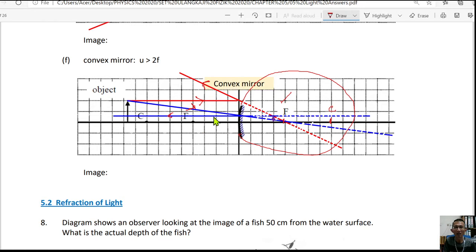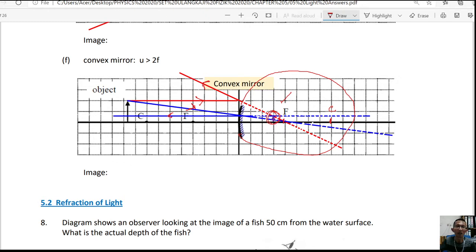Okay, so next is to find where the lines will intersect. You need to elongate, make the lines longer to see where these two lines will intersect. I see that they intersect at this point here. So here is my image. The image here is upright, and diminished, and lastly it is also virtual.